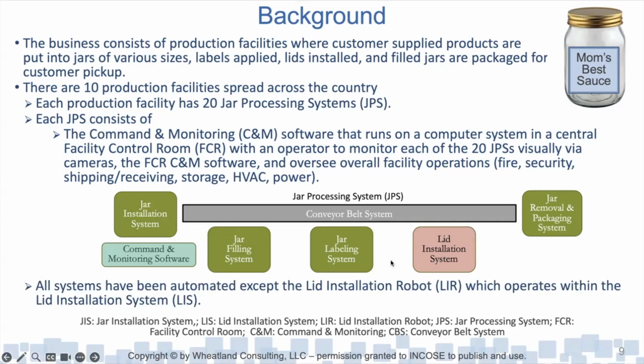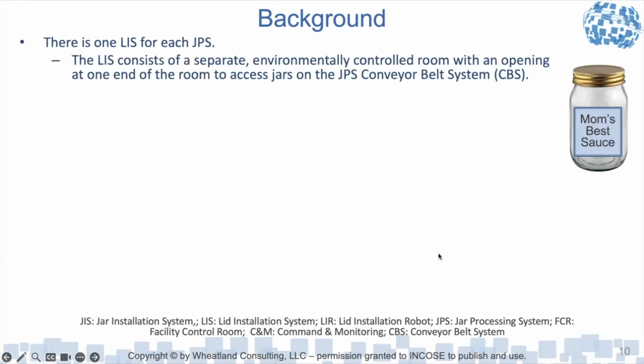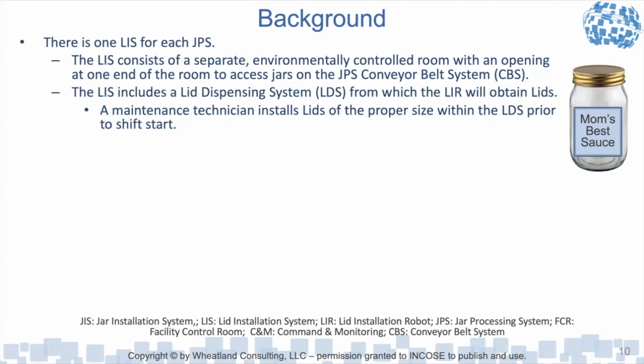All parts of this have been automated except for the lid installation robot, which operates within this lid installation system. There's one lid installation system for each jar processing system. The lid installation system consists of a separate environmentally controlled room with an opening at one end of the room to access jars on the JPS conveyor belt system. The lid installation system includes the lid dispensing system from which the lid installation robot will obtain the lids. There's the maintenance technician that installs lids of the proper size within the LDS prior to a shift start.